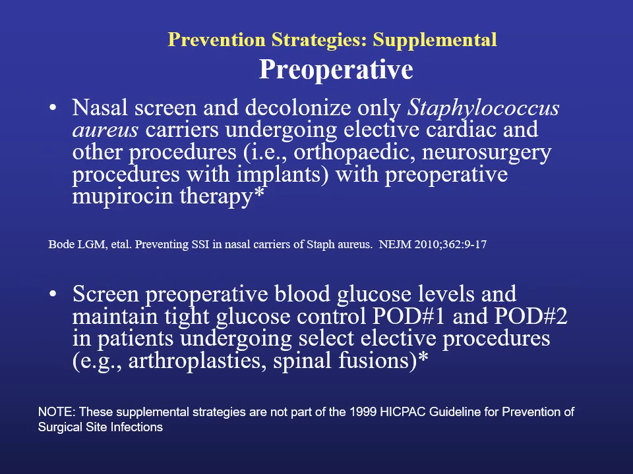Nasal screening and decolonize the Staph aureus. This is one of the recommendations. Screen preoperative blood sugar levels and maintain tight sugar control. As we said, tight sugar control means maintaining blood sugar tightly below 140 or 126. This is nowadays not recommended anymore. The recommended measure is to have it below 2.